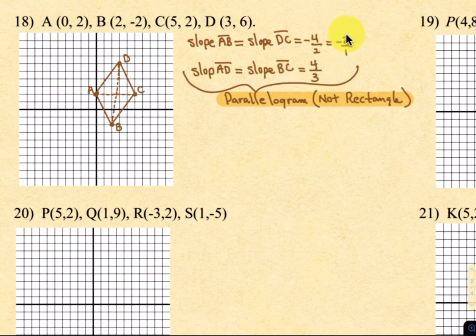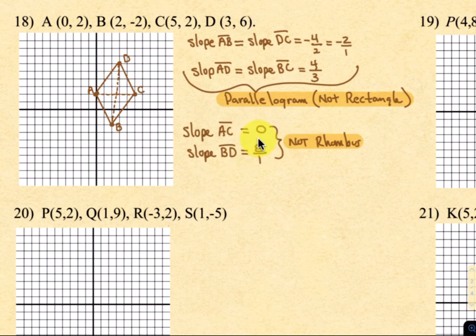But we also have to show that it's not a rhombus. And one way to show that is to show that these diagonal slopes are not perpendicular to each other. So the slope of the diagonal AC is 0, and the slope of the diagonal BD is 8/1. So we see that these slopes are not opposite reciprocals, therefore they're not perpendicular, and therefore this is not a rhombus.